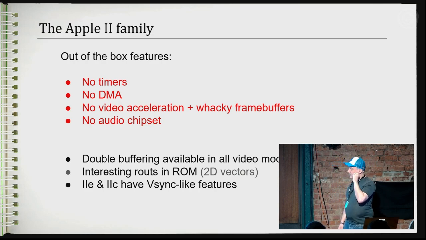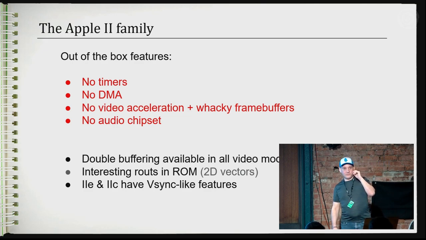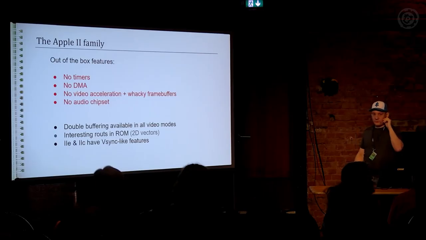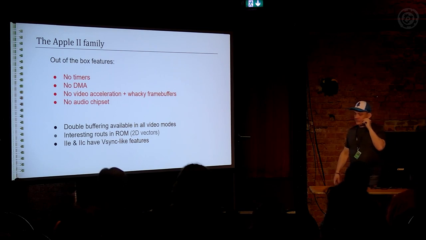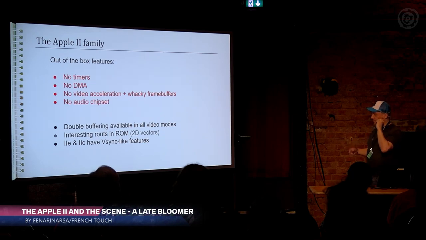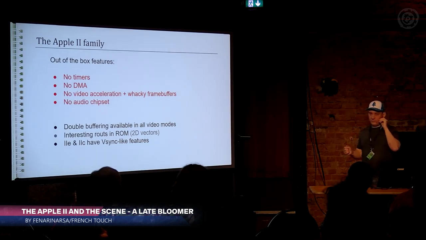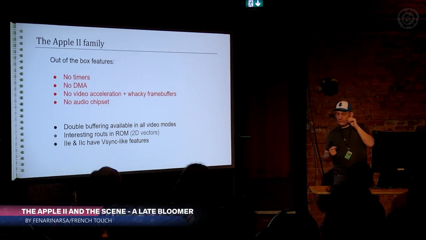And you get very interesting routines in ROM, including a 2D vector routine. Again, it's a 77 computer, but you get 2D vectors, which is called a shape table. I don't know the real time. And the IIe and the IIc have VSync-like features. It's not exactly the same. But on the IIe, you can poll VBlank, and on the IIc, you can poll the VSync, or you can use an interrupt.